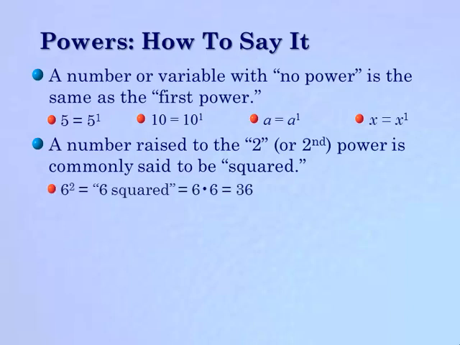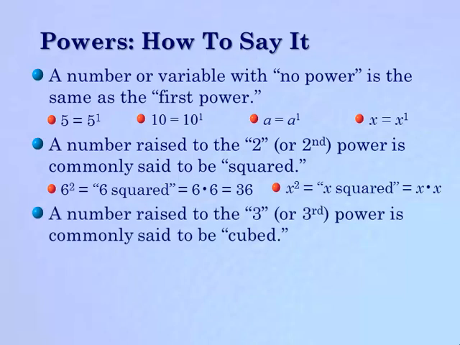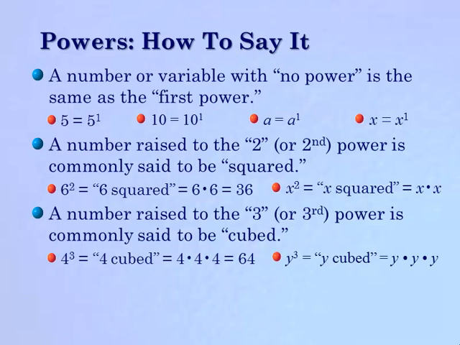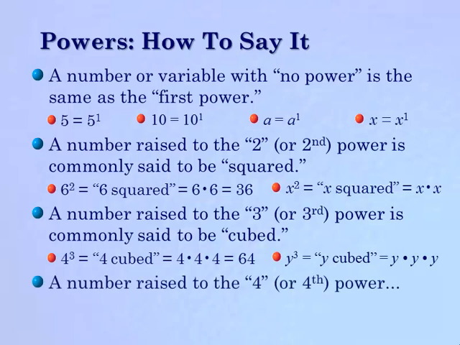A number raised to the 2 power, we say squared. So 6 squared or x squared. A number raised to the 3rd power is commonly said to be cubed. So we'll have 4 cubed or y cubed. And a number raised to the 4th power would be like 7 to the 4th, or we'll say z to the 4th power.